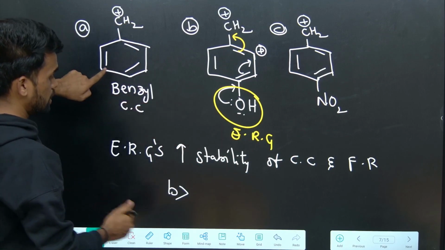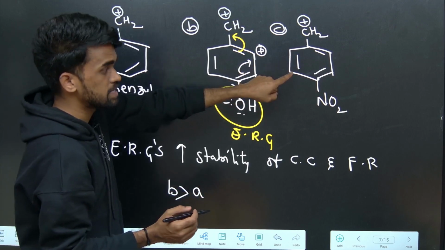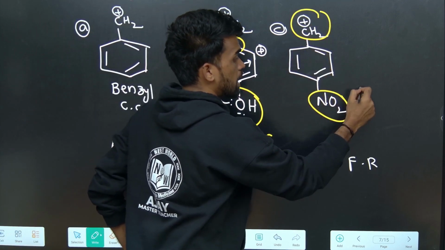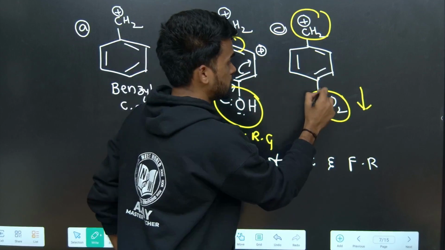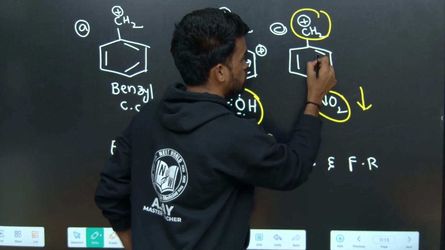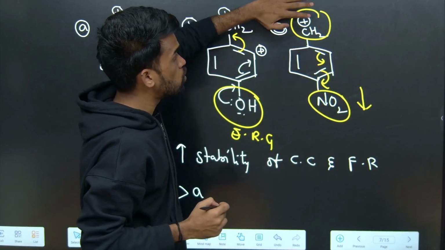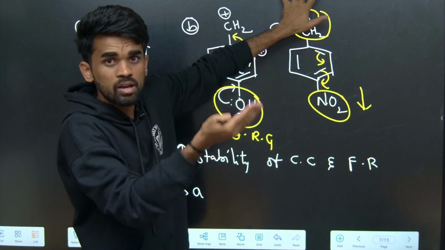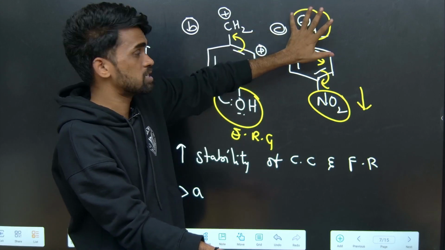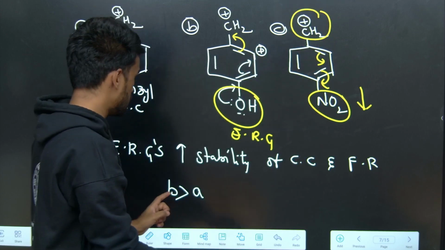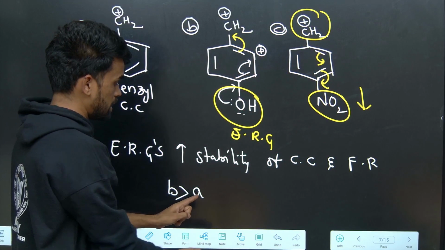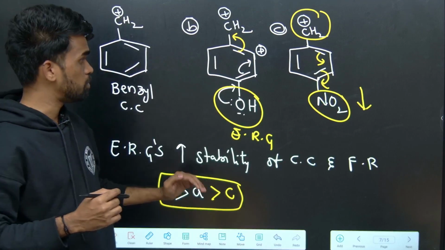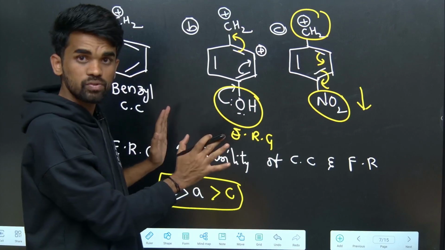Then A, and least is C, because this is a positive charge and this group is what? An electron withdrawing group. So the group will withdraw the electrons towards itself and create more electron deficiency on this positively charged carbon, which will further destabilize the system. So I can write B is more stable, then A, least is C. So this is how you need to decide the stability of carbocation. I hope this is also very clear.